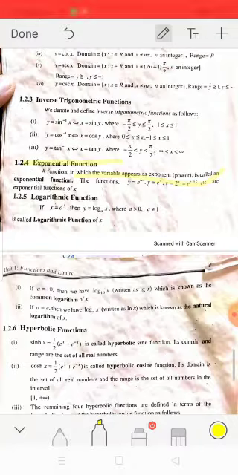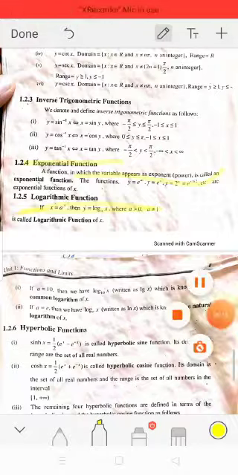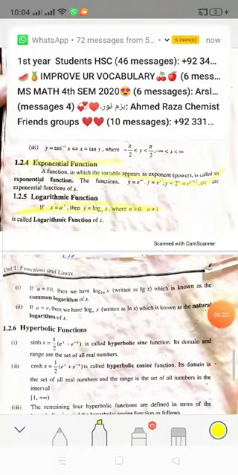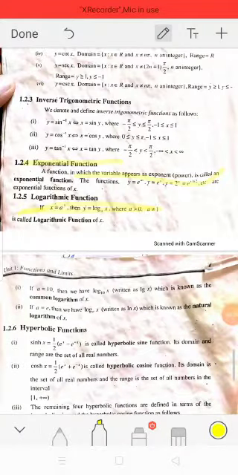If a to the power y is equal to x, then y is equal to log of x with base a. So this is a logarithmic function. We were studying our logarithmic function. Here we have 3 types of logarithmic functions. 2 are stated in your book, which are the common logarithmic function and the natural logarithmic function.